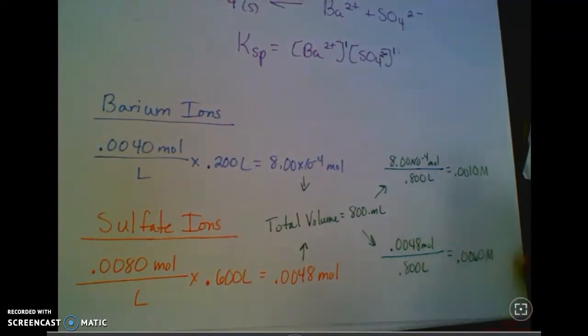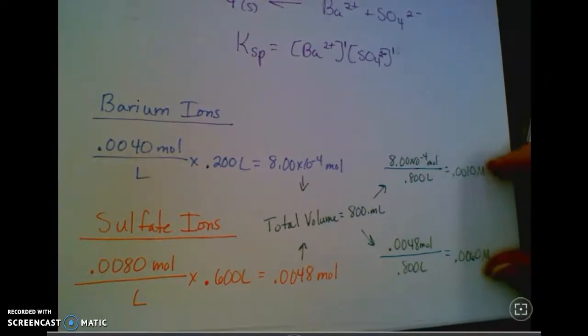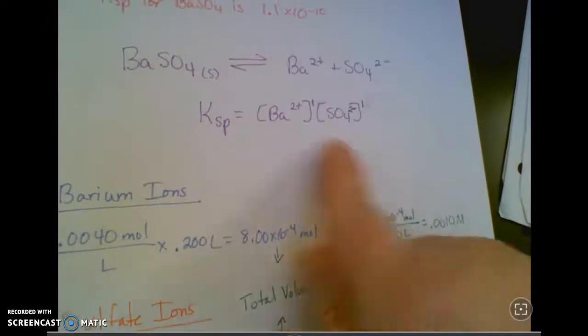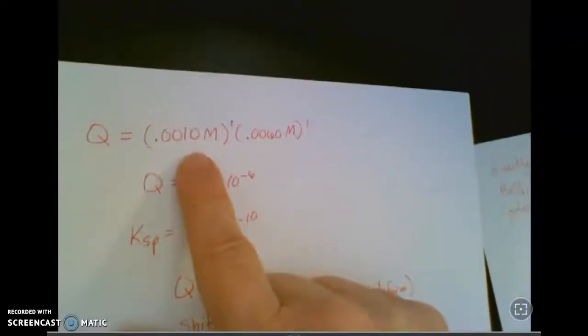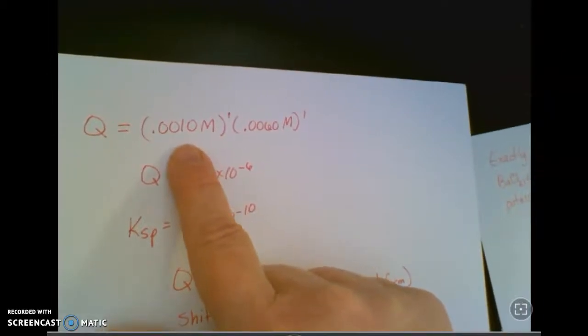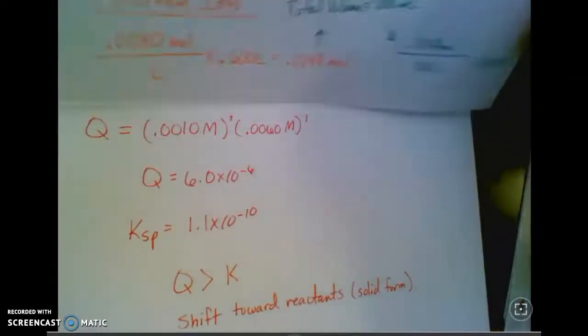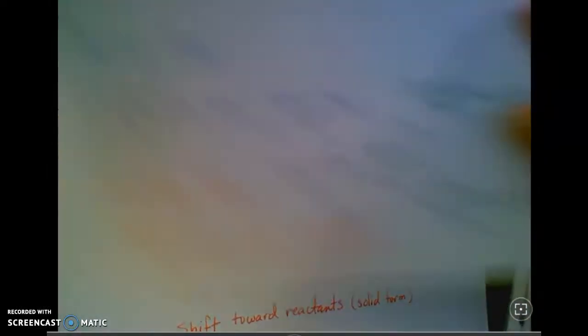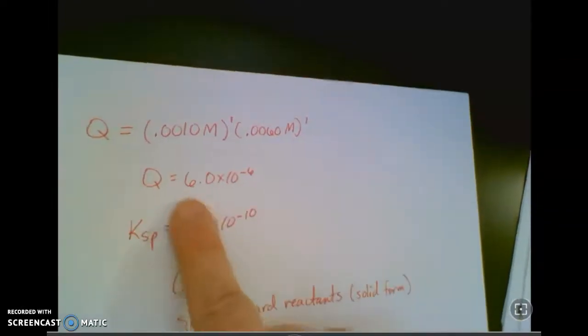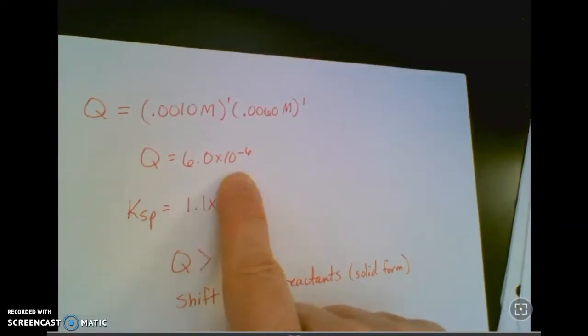So now I'm going to take these and calculate Q. I'm going to plug them into this equation, but instead of a K, because I don't know if I'm at equilibrium, I'm going to find out what my Q value is. So Q is equal to the barium ion concentration to the first power times the sulfate ion concentration to the first power. And so Q is 6.0 times 10 to the negative 6th.